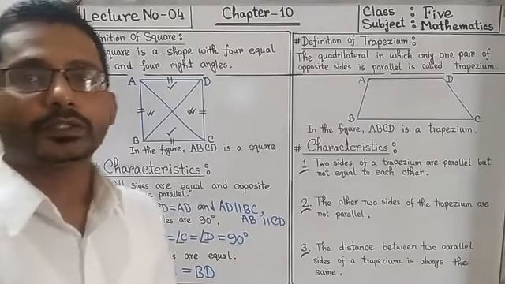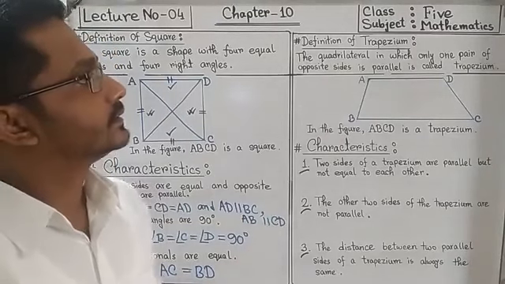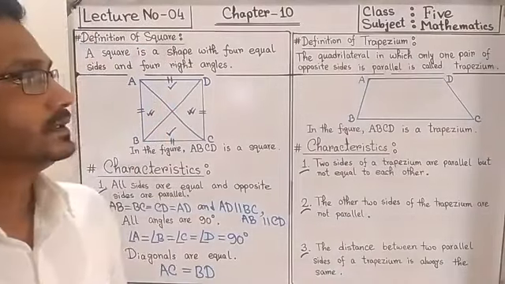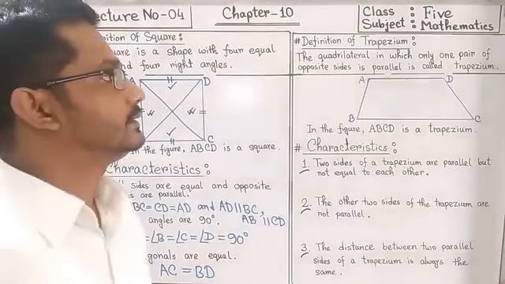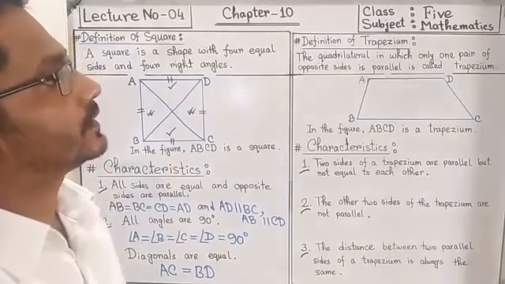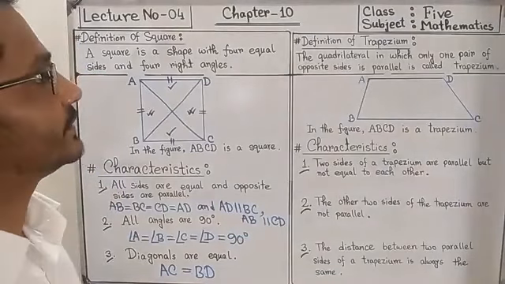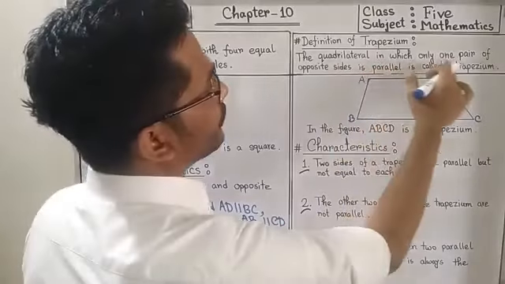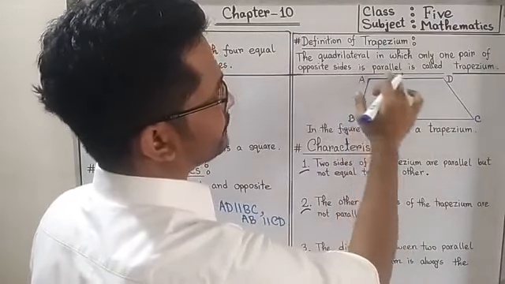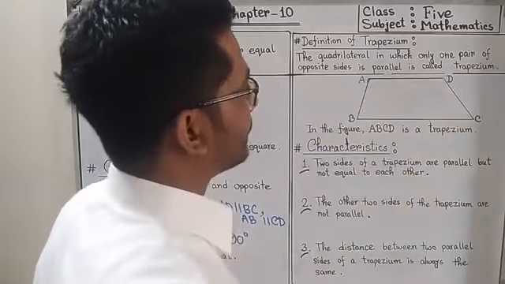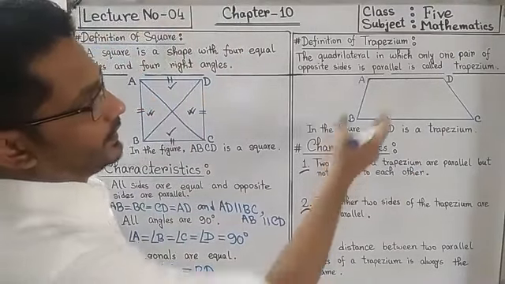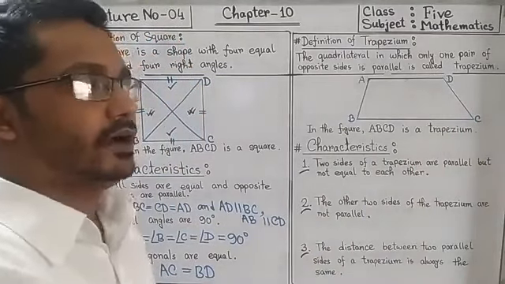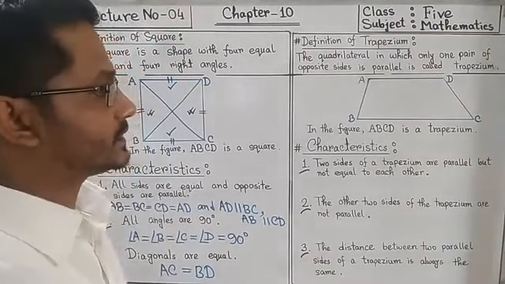So now we are going to discuss the characteristics of a trapezium. Similarly, at first you have to know the definition of a trapezium, and here is the definition: the quadrilateral in which only one pair of opposite sides is parallel is called a trapezium. Here ABCD is a trapezium. Now we can write some characteristics of a trapezium.